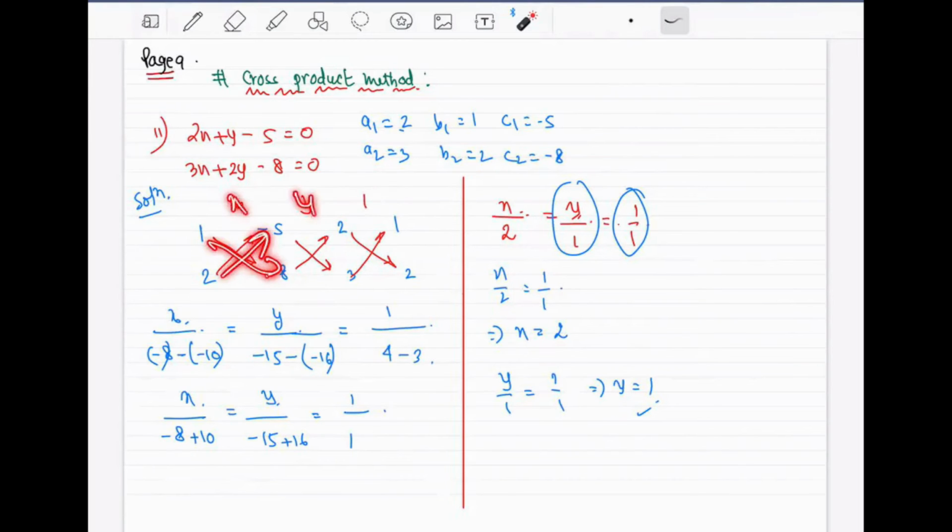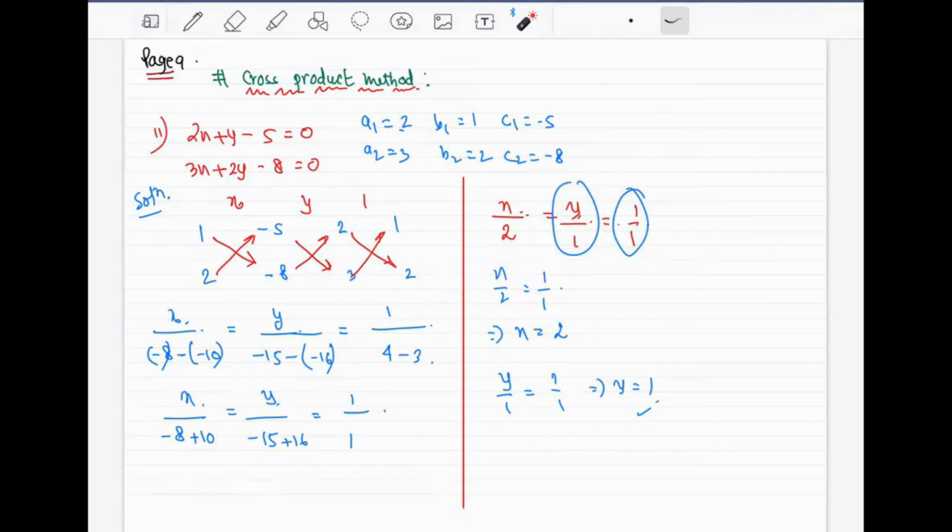You put X, Y, and 1. Below X, we put this. Below Y, we put this. Below 1, we put this. Then finally, we obtain this. If I want the value of X, you take this 2. And if I want the value of Y, you take this 2 equation.